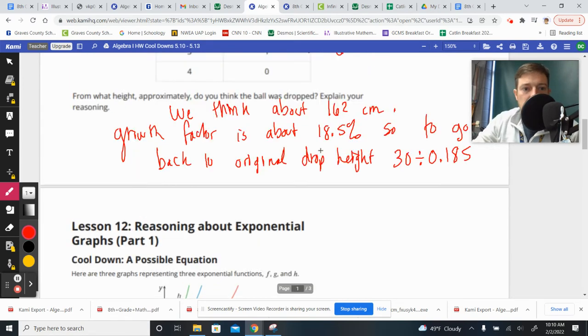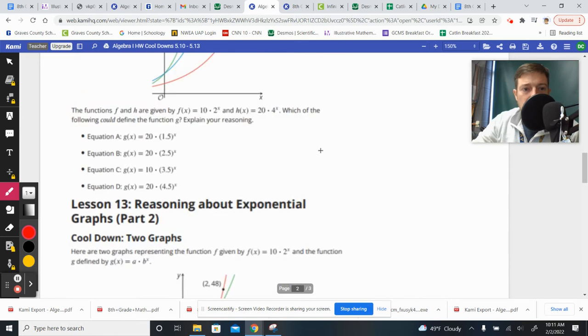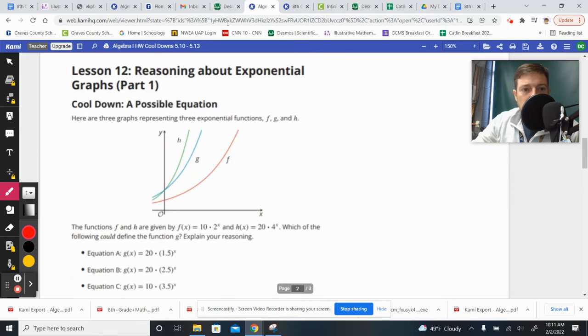This is the Wednesday problem for your homework. And we were reasoning about exponential graphs. So we're looking at the graphs and we're discussing how they are affected by different growth factors and different starting points based on just looking at the equation.